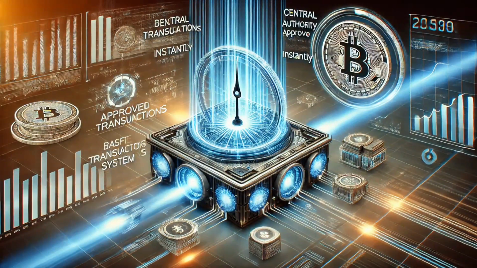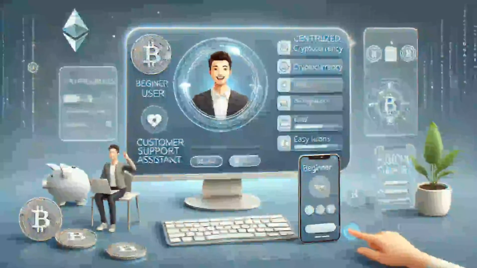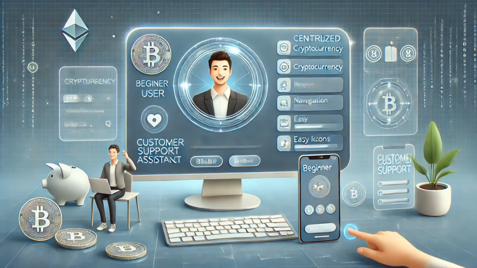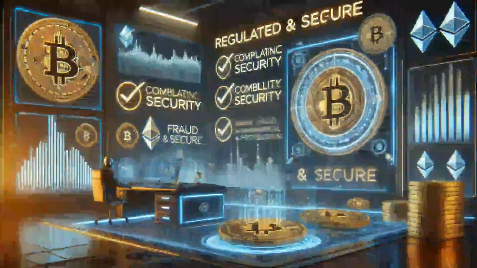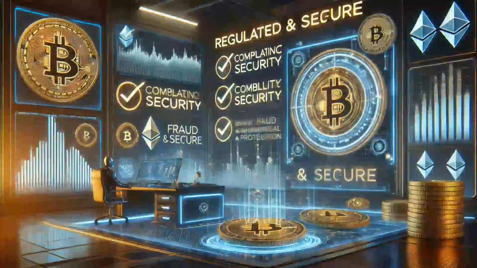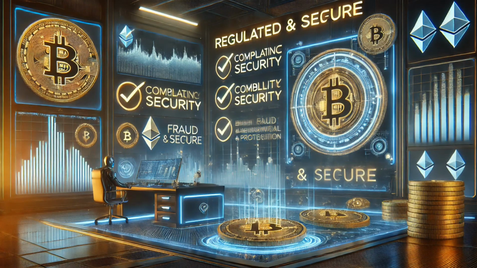Advantages of centralized crypto systems: faster transactions. Since a central authority verifies transactions, they are processed quickly. User-friendly: centralized platforms have intuitive interfaces, making crypto easy to use for beginners. Customer support: if you forget your password or have an issue, customer service is available. Regulated and secure: many centralized platforms comply with regulations, offering protection against fraud.